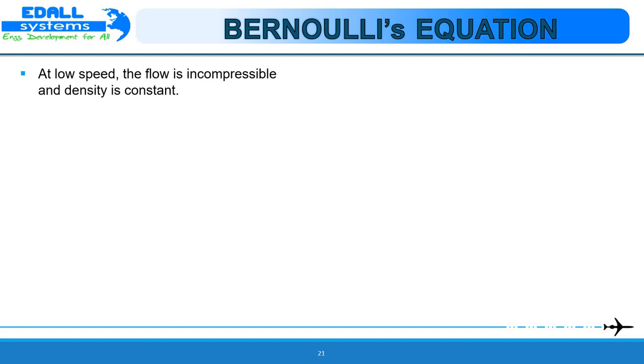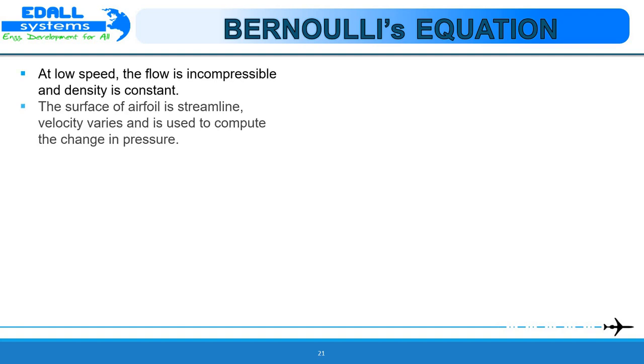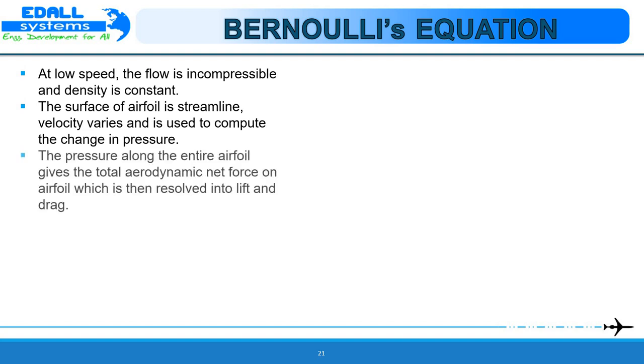At low speed, the flow is incompressible and the density is constant. The surface of the airfoil is streamlined, and velocity varies and is used to compute the change in pressure. The pressure along the entire airfoil gives the total aerodynamic net force on the airfoil, which is then resolved into lift and drag.